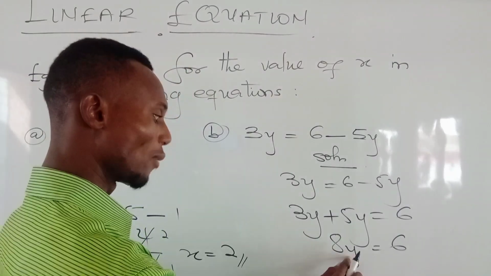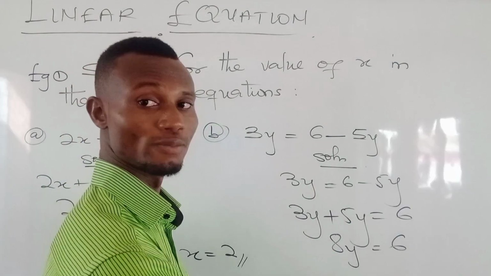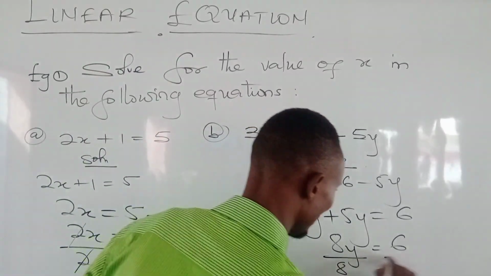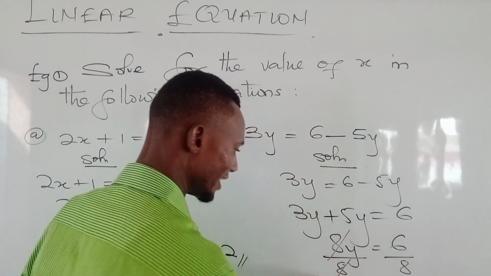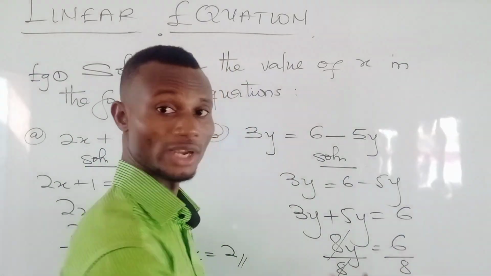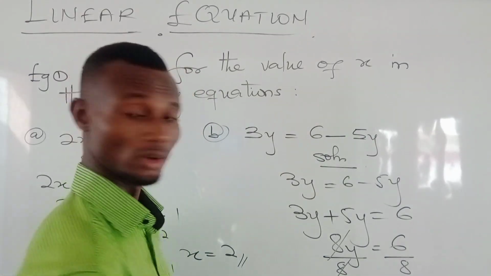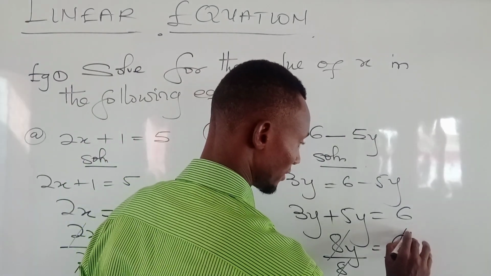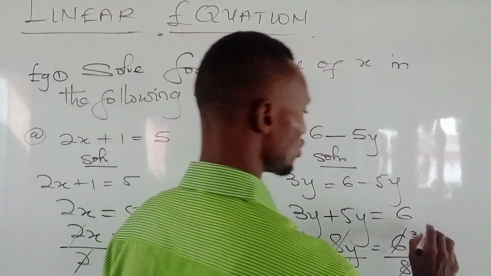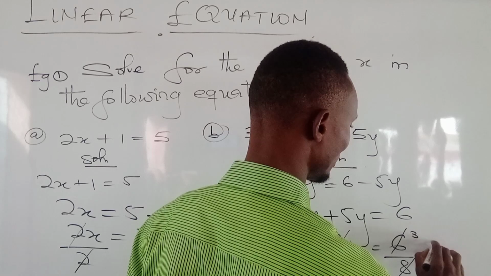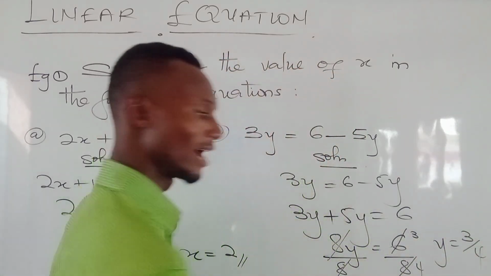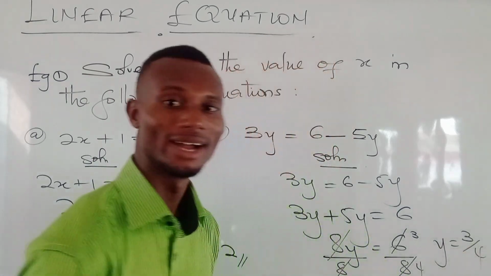Because the 8 and the y are multiplying, we divide through by the coefficient of y, which is 8. So I divide here by 8 and here also by 8, so that these 8s cancel away. Now for the 6 and the 8, we can simplify using 2. 2 goes into 6 three times, and 2 goes into 8 four times. So your y will be equal to 3 over 4. Now this becomes your final answer.